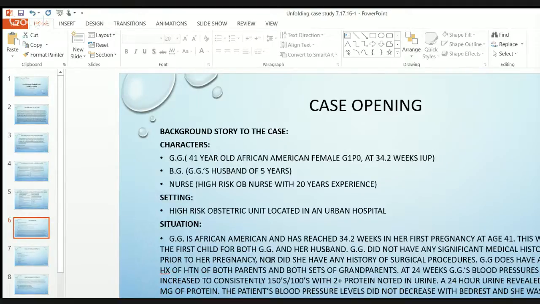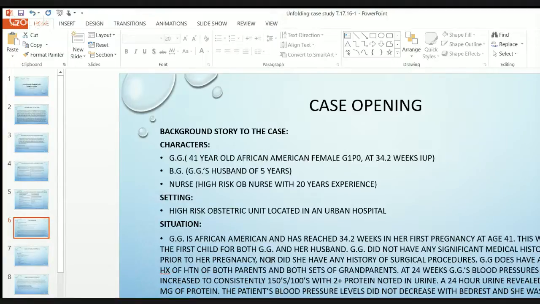Gigi did not have any significant medical history prior to her pregnancy, nor any history of surgical procedures. Gigi does have a family history of hypertension of both parents and both sets of grandparents. Going back into her obstetrical history with this pregnancy, at 24 weeks, her blood pressures did increase to consistently 150s over 100s with 2+ protein noted in her urine. Very typical if this were to occur at an office visit.